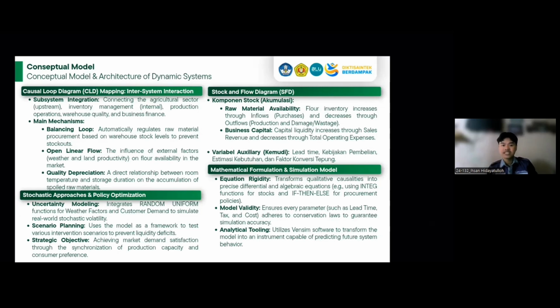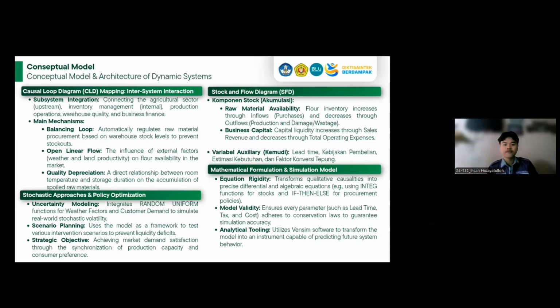And the last is mathematical formulation and simulation model. Why do we use two mathematical formulations? Because to have validity of the real system. There are three aspects in this subpart. Especially the first is like equation rigidity.